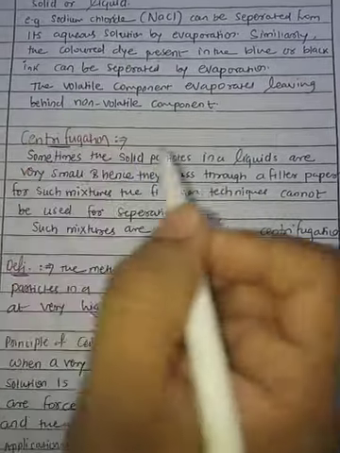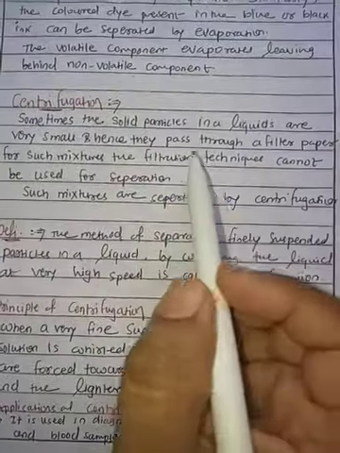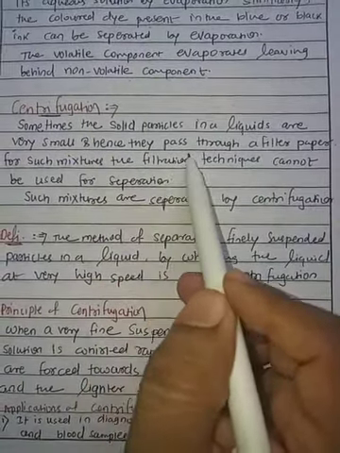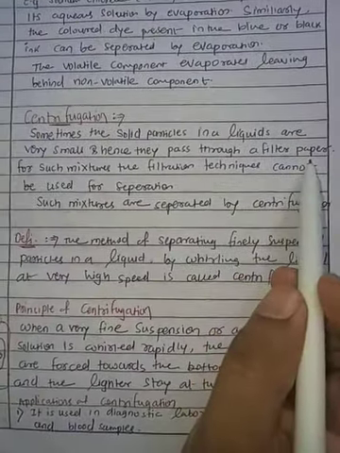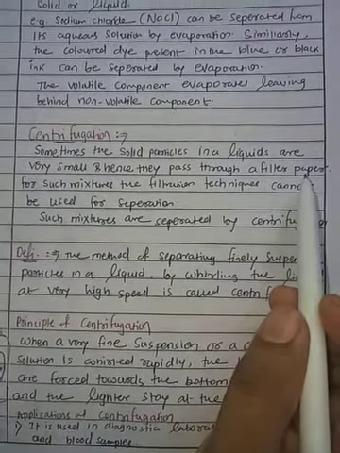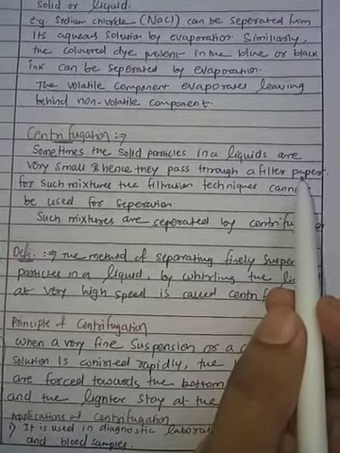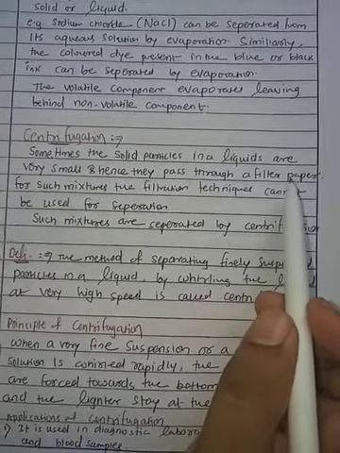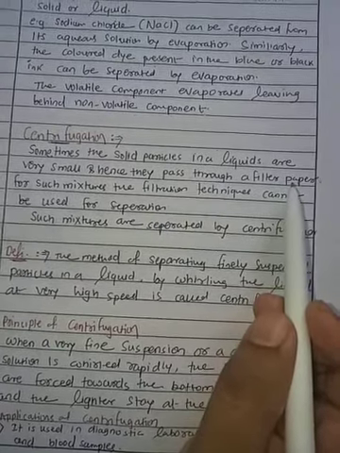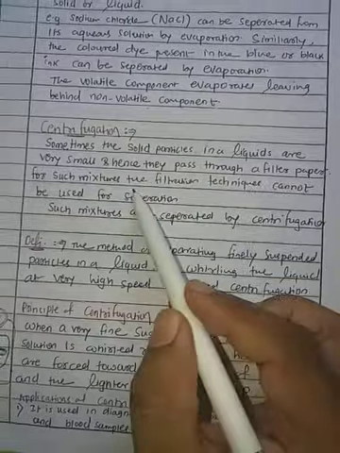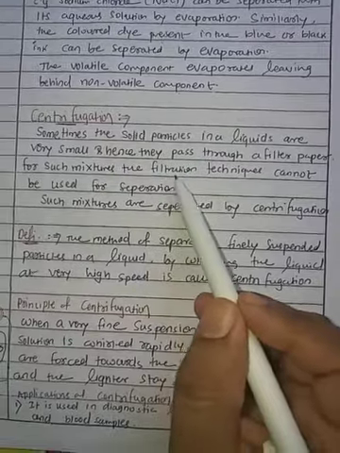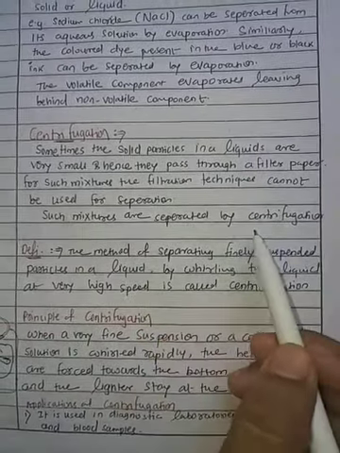This centrifugation is very important. Sometimes the solid particles in liquids are very small, and hence they pass through filter paper easily. Suppose it is milk, and we try to filter it. The milk is completely collected as filtrate, with no solid left behind on the filter paper. For such mixtures the filtration technique cannot be used. Such mixtures are separated by centrifugation.